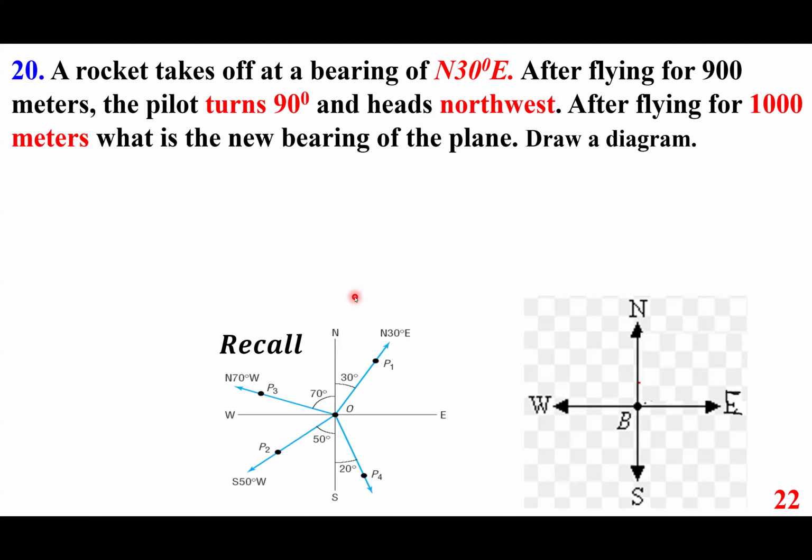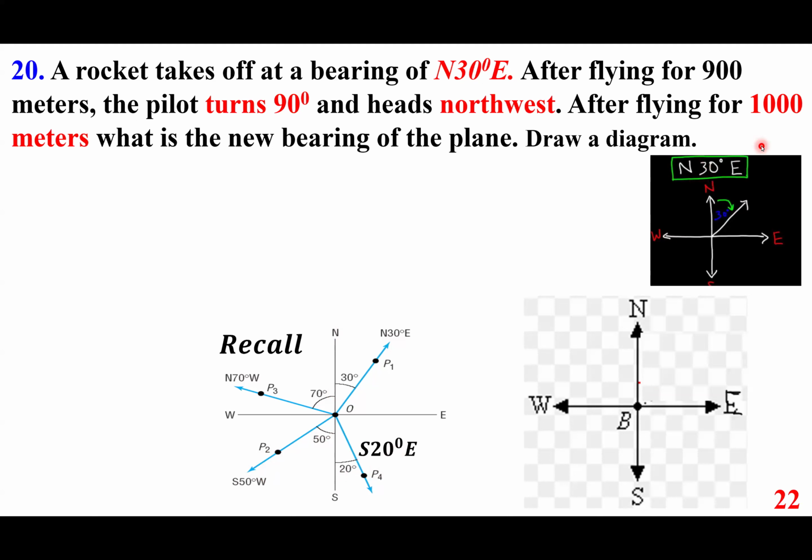From the right side would be east, from the left side would be west. For example, this point is north 30 degrees east. This point would be north 70 degrees west. This point would be south. We either go with north or south, the closest angle, and the angle is an acute angle. It's somewhere between 0 and 90 degrees. So south 50 degrees and on the left is west. If we want to go with this one, south comes first, 20 degrees, and on the right side, it's east, just as an example. So for this case, we are looking at north 30 degrees east.